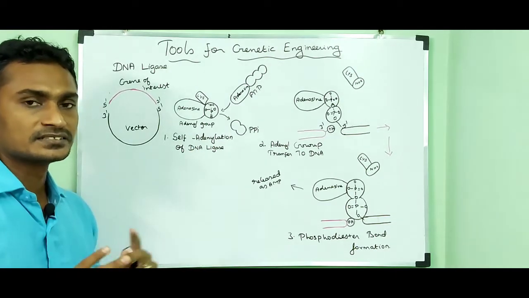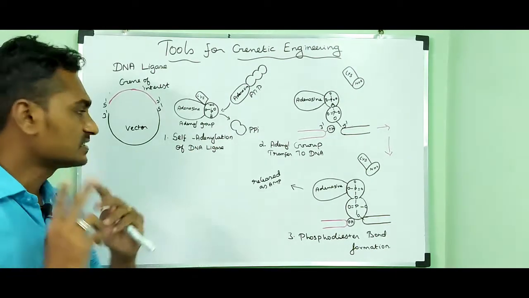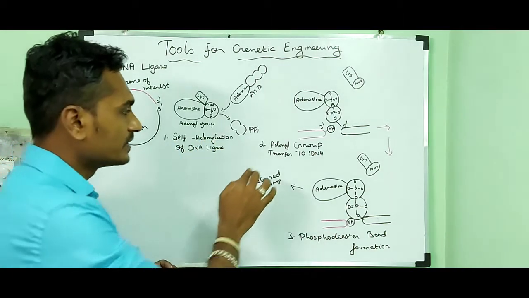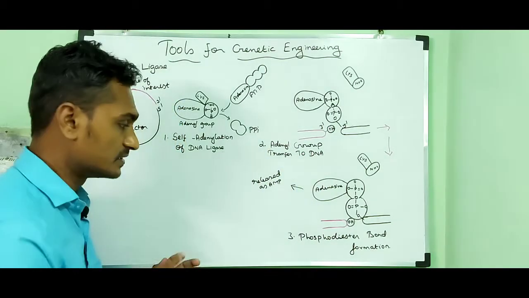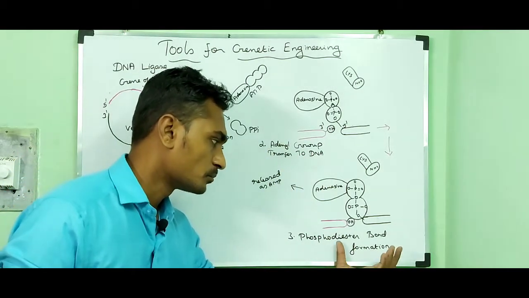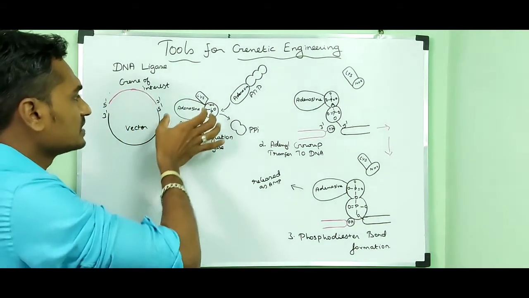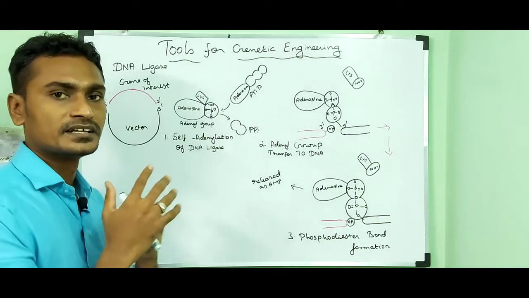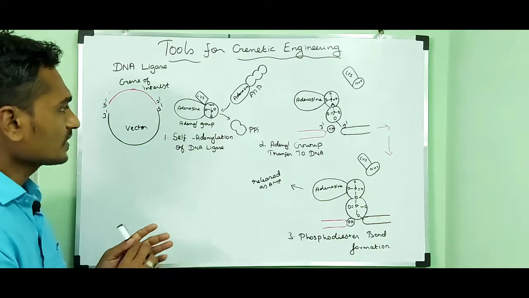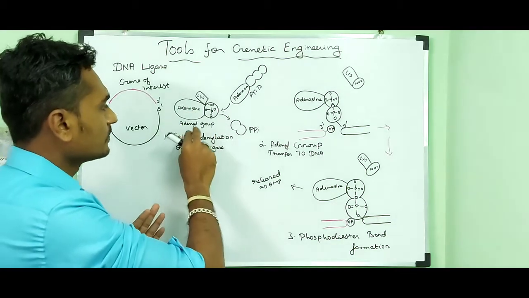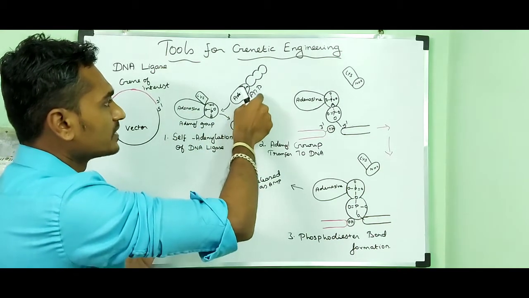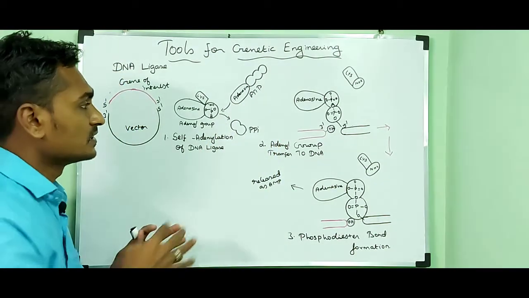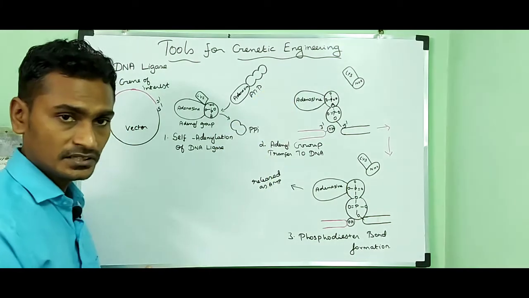The ligation process involves 3 steps. They are self-adenylation of DNA ligase, adenyl group transfer to DNA, and phosphodiester bond formation. First, the DNA ligase gets self-adenylated, and for that adenylation process, it uses 1 ATP molecule.